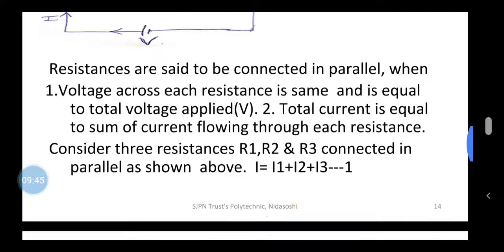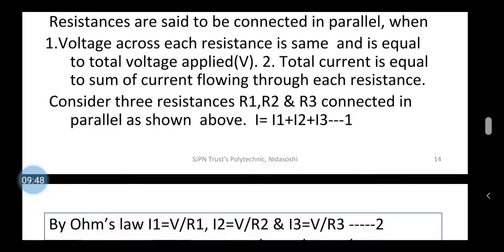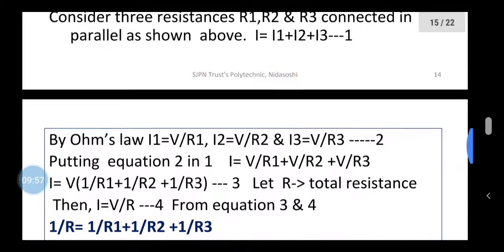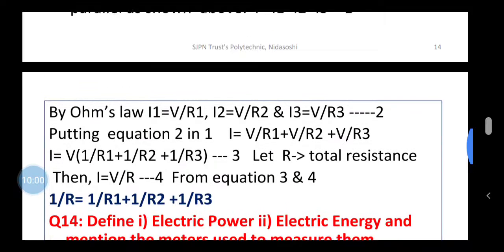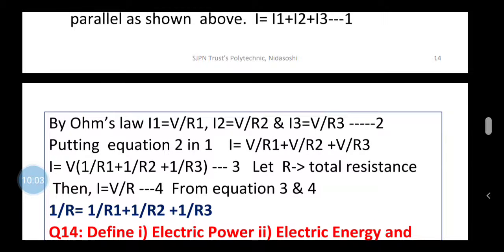Now as shown in the figure, the total current I is equal to I1 plus I2 plus I3. You call this as equation number 1. Now let us apply Ohm's law to the individual resistances. We know that by Ohm's law, V is equal to I into R, so I is equal to V by R. So applying Ohm's law to the individual resistances, I1 is equal to V by R1, I2 is equal to V by R2, and I3 is equal to V by R3. These are the set of equations number 2.